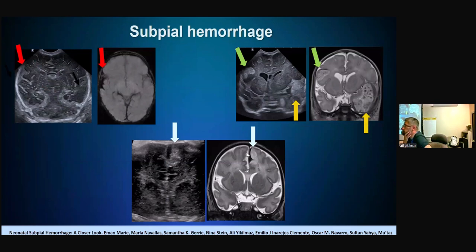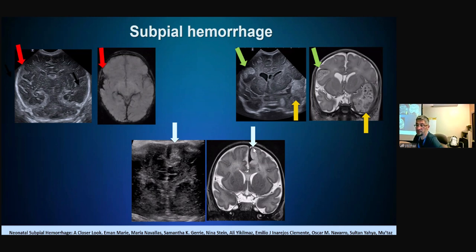Sorry, could you go over one more time how you would distinguish between subpial and subarachnoid hemorrhage on MRI? Oh, you cannot. On the MRI, they look similar. But in the subpial, there is this parenchymal component right under it. In subarachnoid, you don't have this.